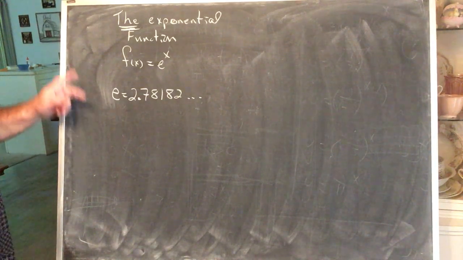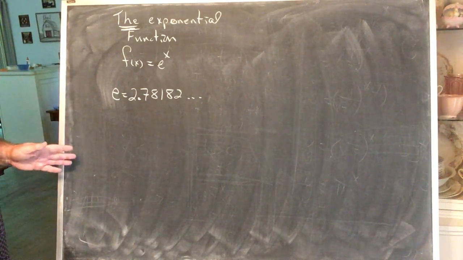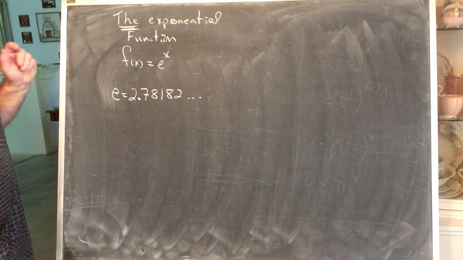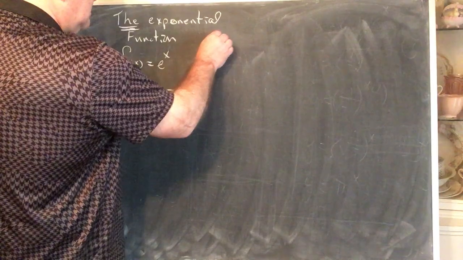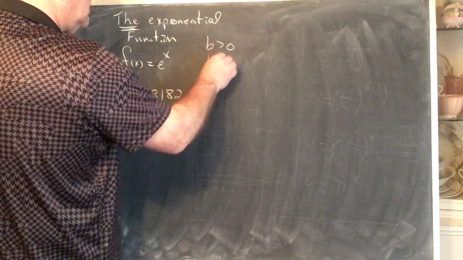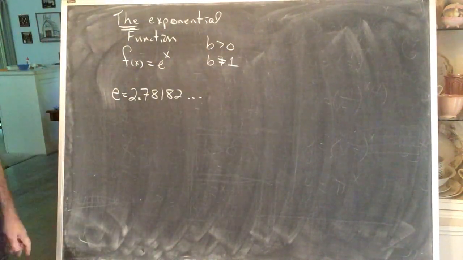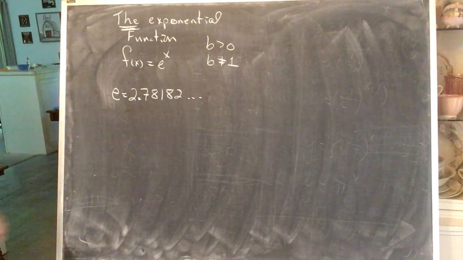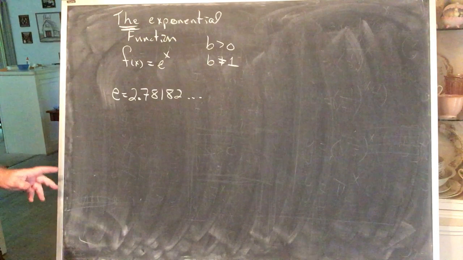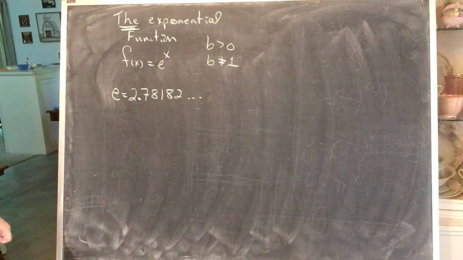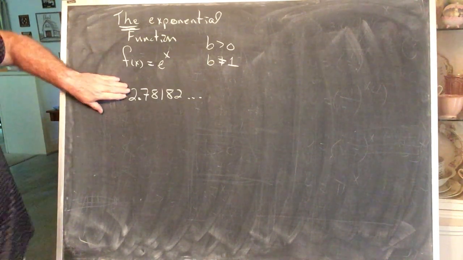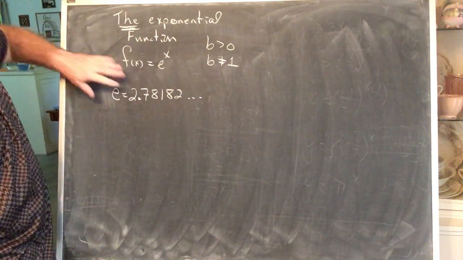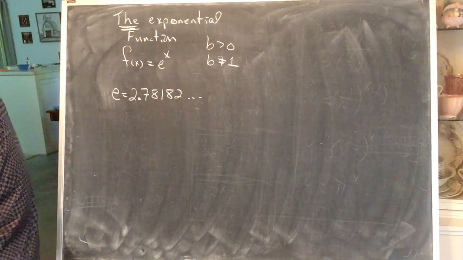It turns out this is the best one. It is not obvious, but this is the best one. Now, the two requirements are that the base is bigger than 0 and it's not 1. The difference is this is the best one. And we write this: you don't write 2.71828 blah, blah, blah to the x. You write e to the x.